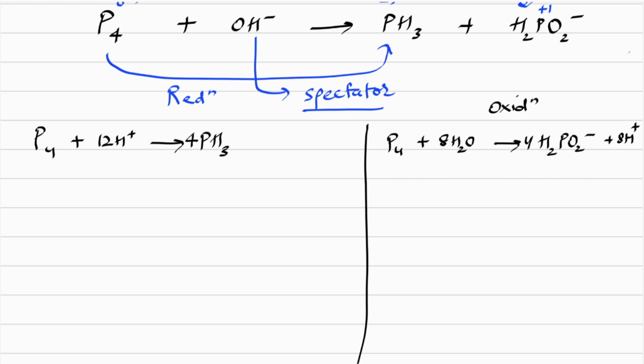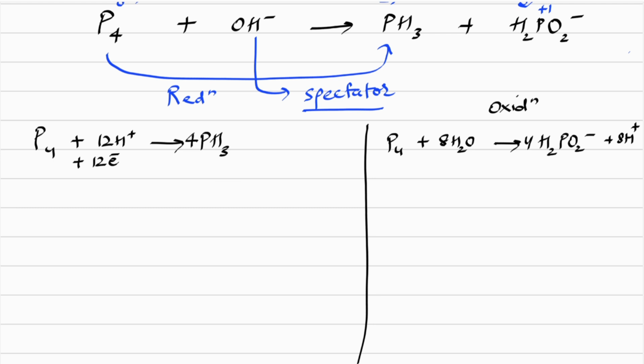Now we have to balance next the charges. In the reduction half reaction, on the reactant side, we have plus 12 charge because of the 12 H plus ions. On the product side, we have 0 charge. How do we make them equal? By adding 12 electrons on the reactant side.